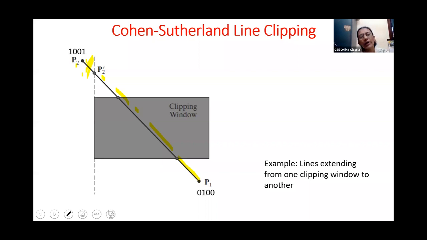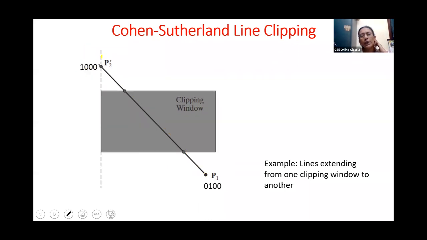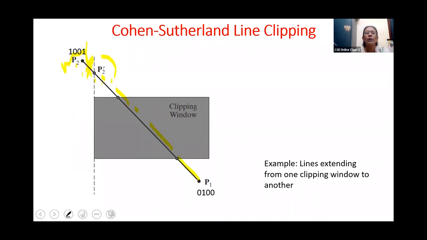Now that I have removed this part, I need to find the outcode for P2 dash. Considering P2 dash, it is not to the left of the left boundary; it is on the left boundary. So the bit will be set to 0.